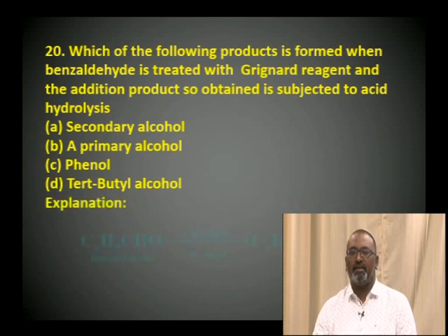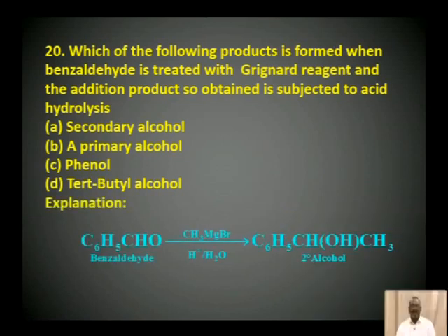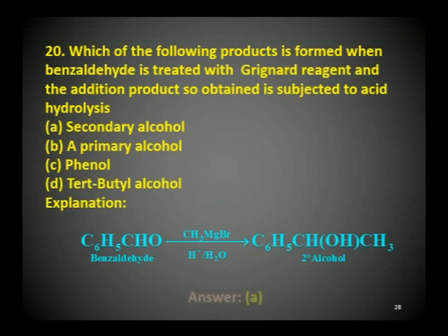Now let us see the reaction. When benzaldehyde is treated with Grignard reagent, I am taking here CH3MgBr, methyl magnesium bromide, followed by hydrolysis, we can see that a secondary alcohol is produced. That is, the OH group is present on a secondary carbon atom. So that is why it is called a secondary alcohol, C6H5CH(OH)CH3. So the answer is A.